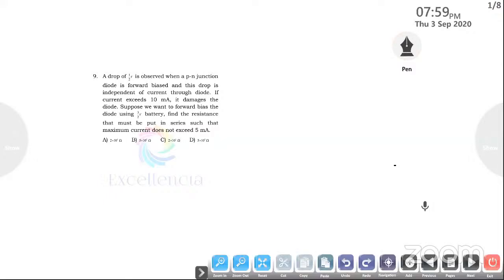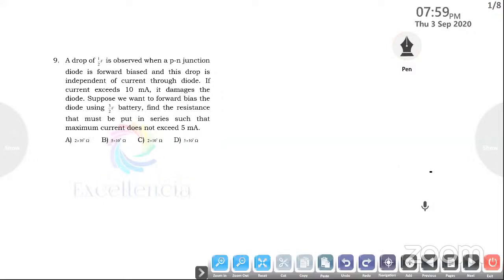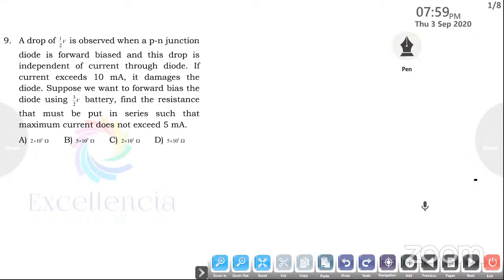As you can see here, there is a PN junction diode and a potential drop of V equals 0.5 volts is observed when it is forward biased. This potential drop is independent of the current passing through the diode. No matter whatever current passes through the diode, the potential drop across the diode is independent of the current passing through it.